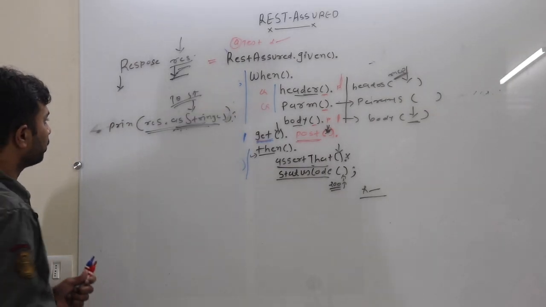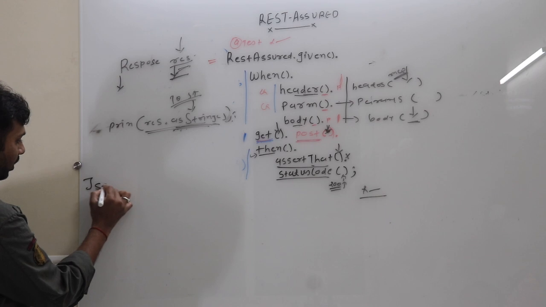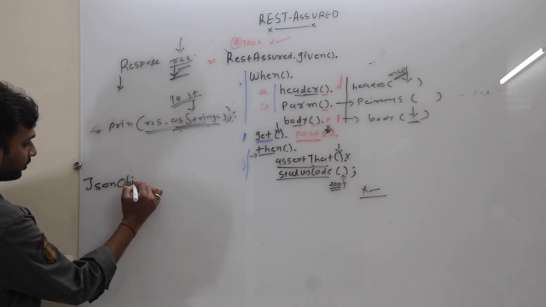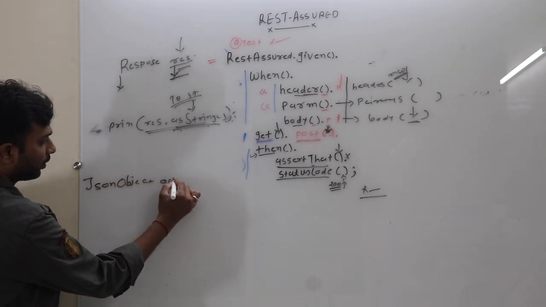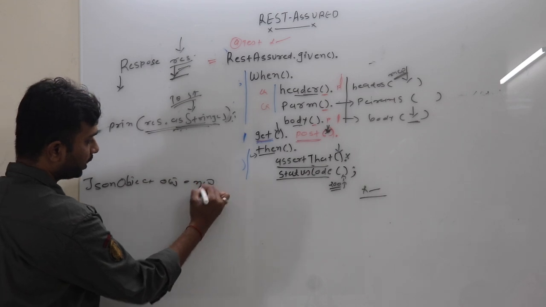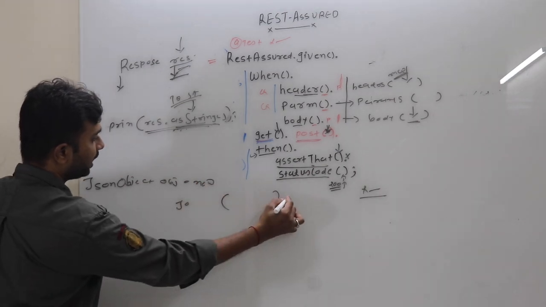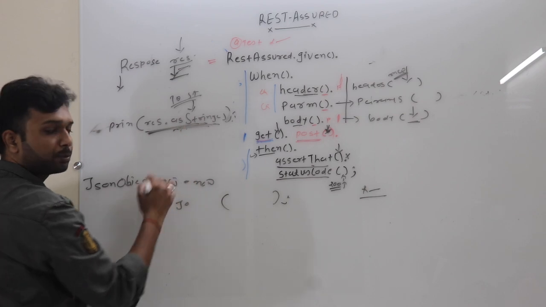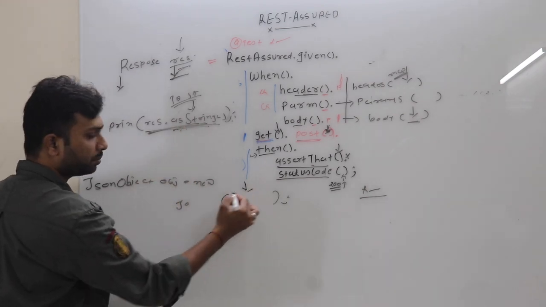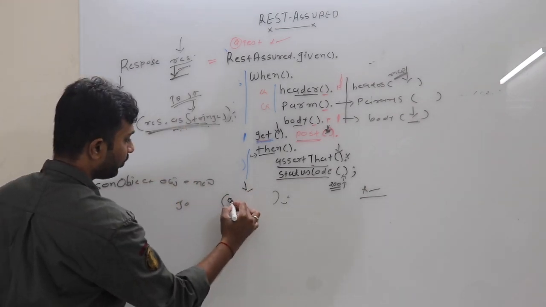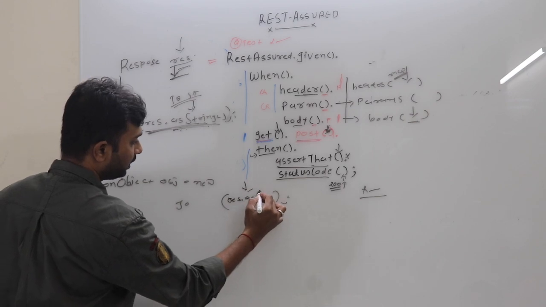To convert into a JSON object, we have to write JSONObject obj is equal to new JSONObject, and in parenthesis we need to pass the response as string. This consumes a string value, so response dot asString.